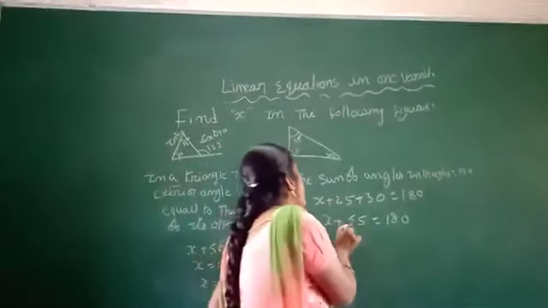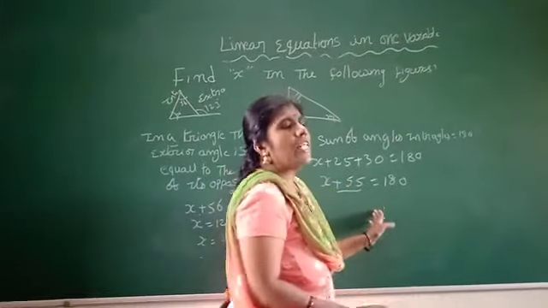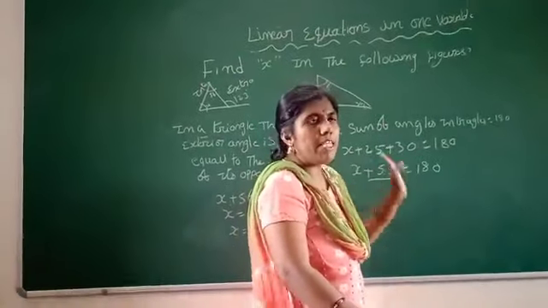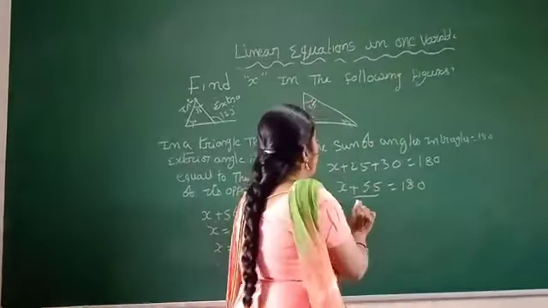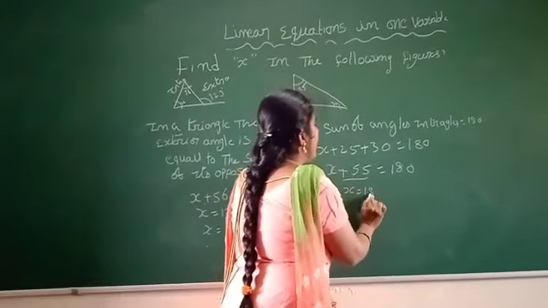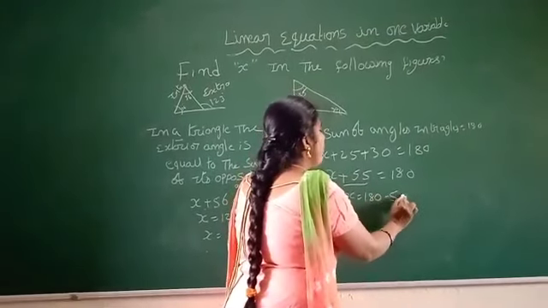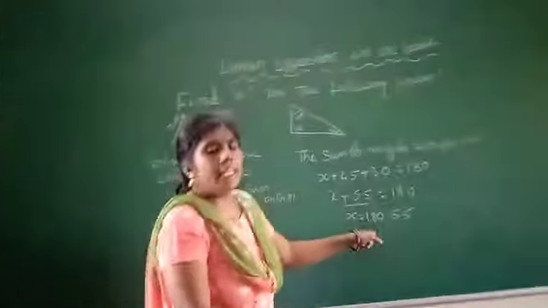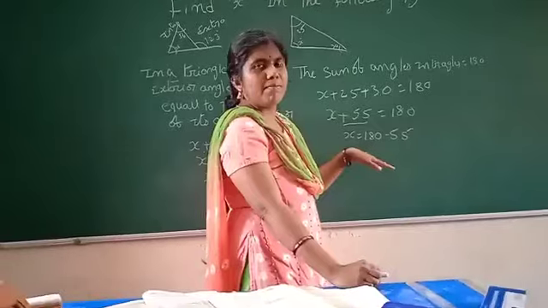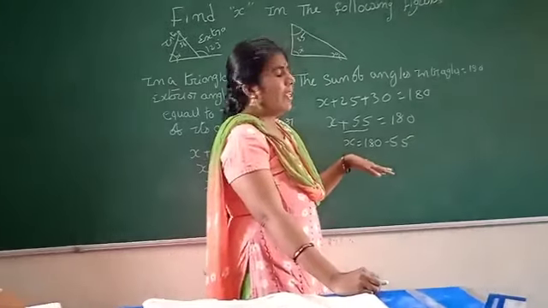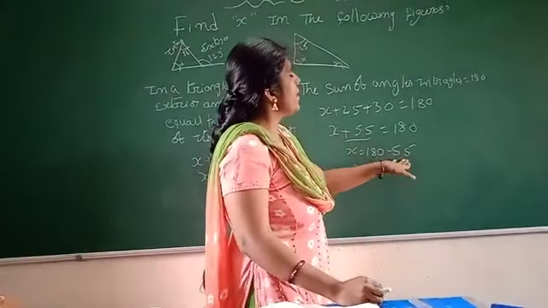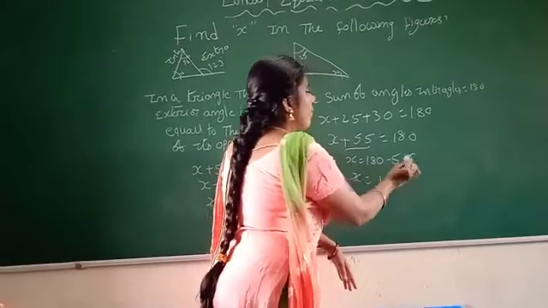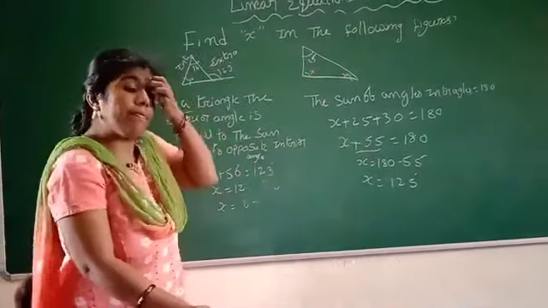So plus 55 is transferred to the other side and the sign changes: plus becomes minus. So x equal to 180 degrees minus 55. 180 minus 55, how much? 125. Right, done, children?